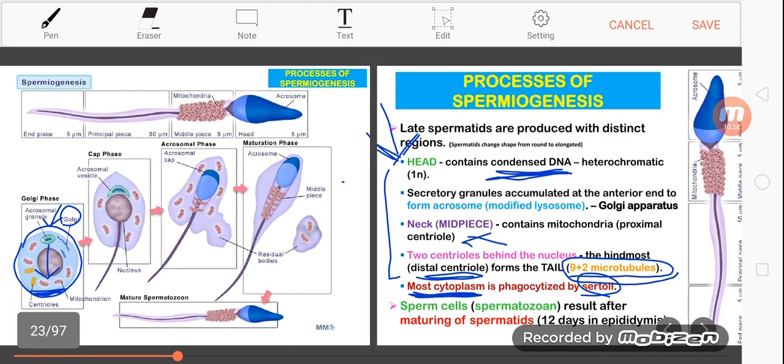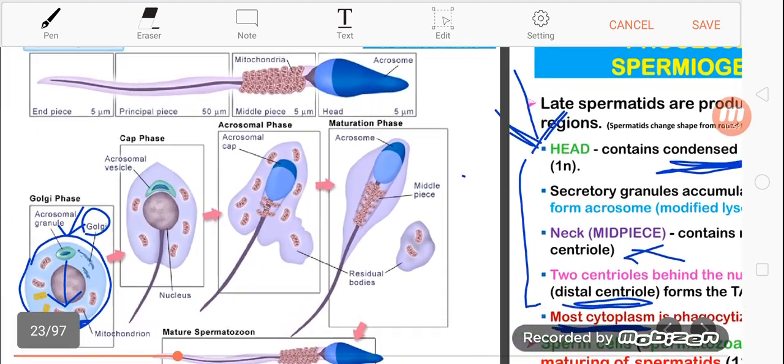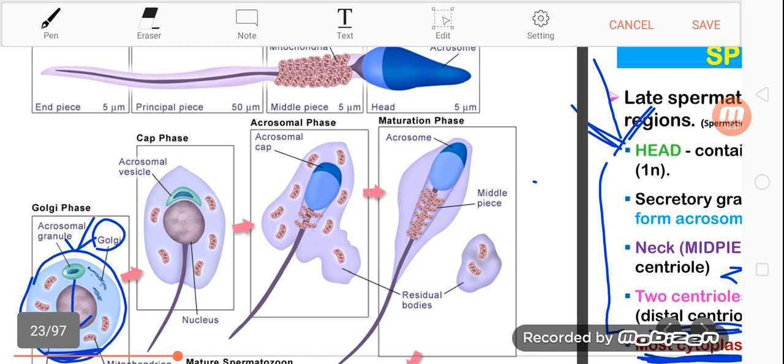So, Golgi phase: what happened? Secretory granules accumulate. At the same time, the DNA condenses. Cap phase: you can see the acrosomal vesicle start to form, and you can see the mitochondria start to accumulate at the opposite pole. Together with the accumulation of mitochondria, a pair of centrioles also migrate to the opposite pole.